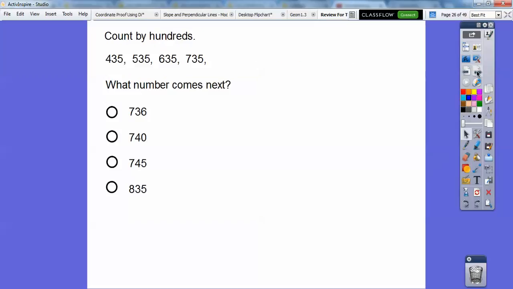Okay, count by hundreds. Okay, hundreds is this one. This is the hundreds digit, this is the tens digit, this is the ones digit. So when we count by hundreds, this one changes. So it changes by 1. So here's 435, 535, 635. They're all 35, so we're just changing this one, increasing that by 1, which means we're increasing the hundreds digit by 1. So if we increase 700 by 1, it's going to change us to 835. So it's going to be bubbling that guy right there, okay?